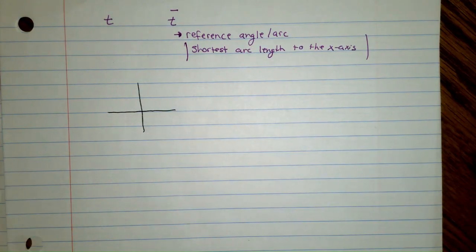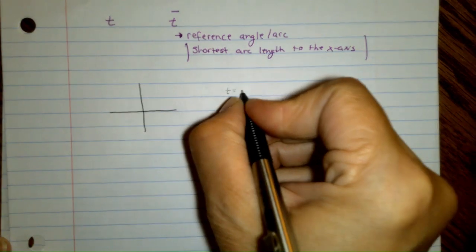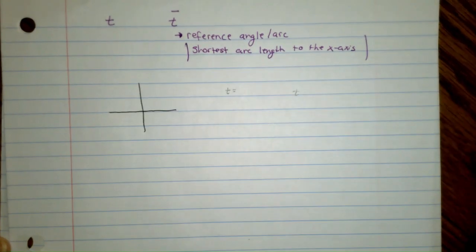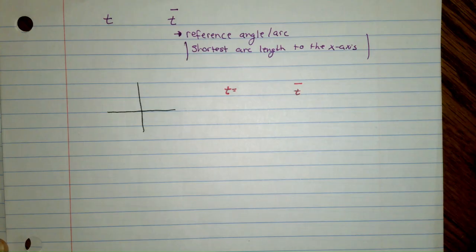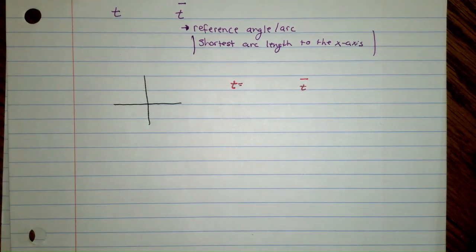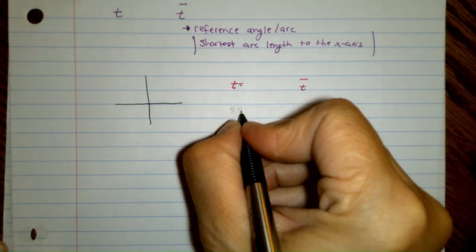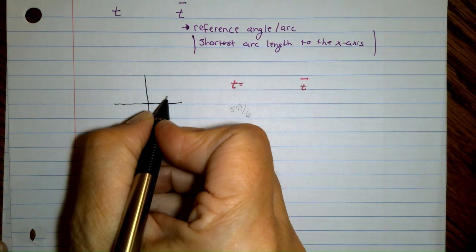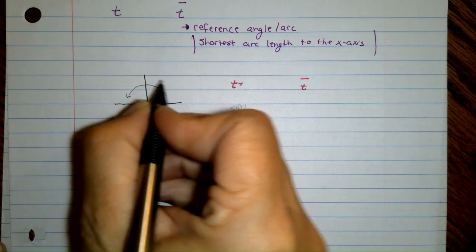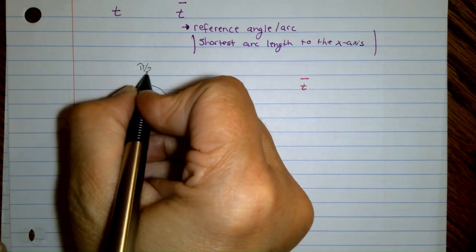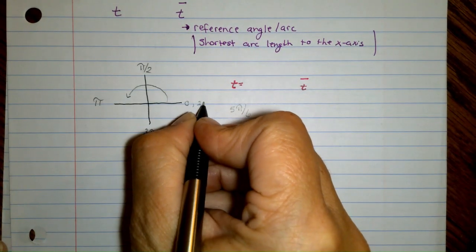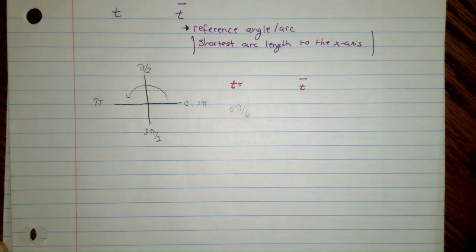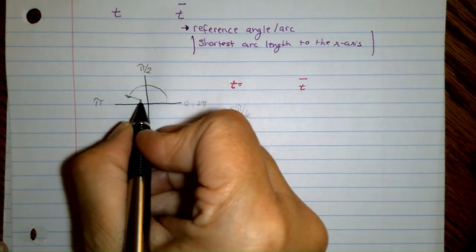So some of them seem kind of silly to try to do. But I'm just going to give you some different t values. So t, we'll put t in this column and t bar. All right, our first one's going to be 5 pi over 6. So 5 pi over 6 is here. Because this is half, this is 1, this is 1.5, and this is 2. So 5 pi over 6 is right here.